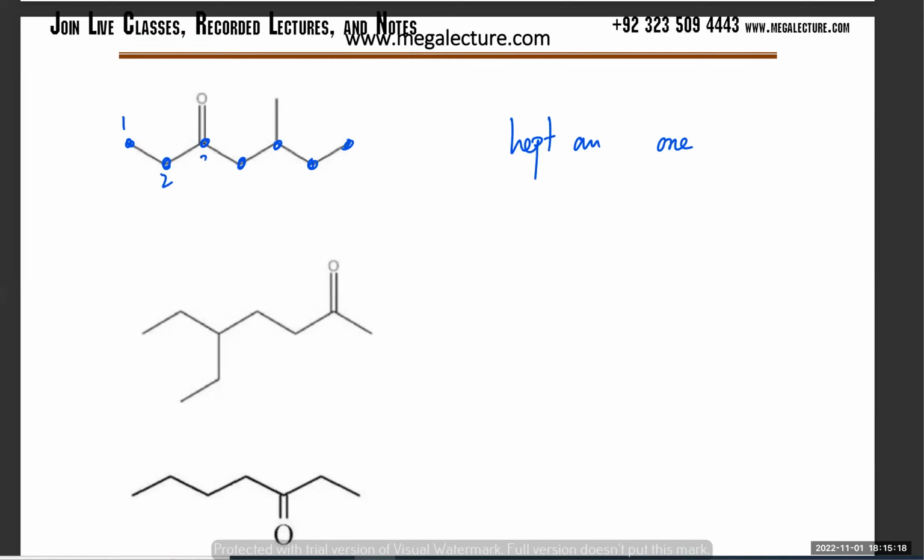This is first to 1, 2, 3, 4, 5. ठीक है, the ketone is it's 3-one. And there's a carbon branch, one carbon atom branch on the fifth one, so it's 5-methyl.